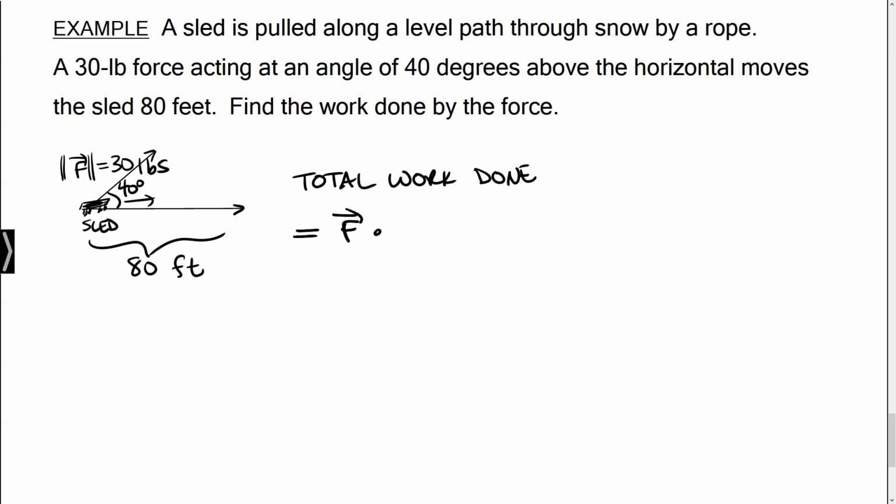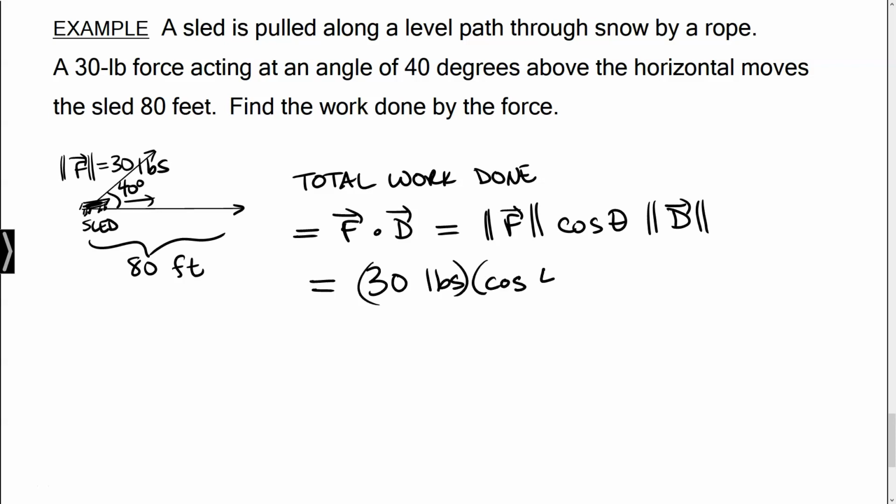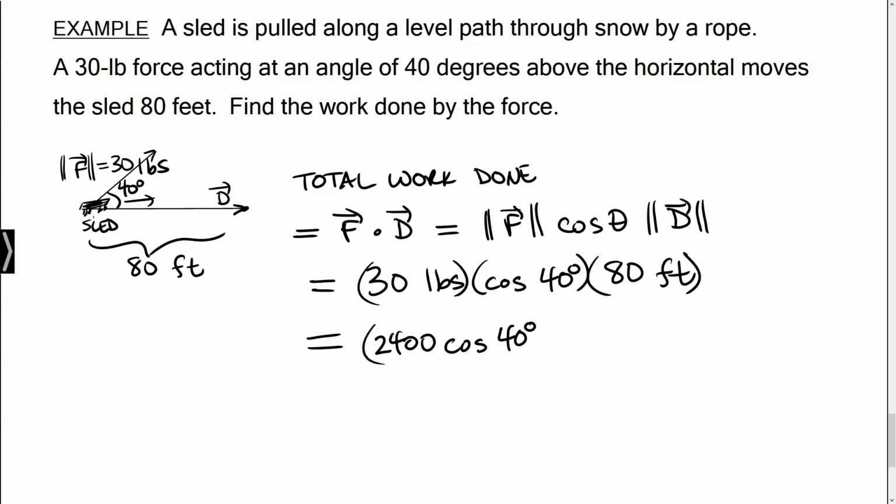So the total work done, F dotted with D, is the norm of F, cosine theta, length of D. So in this case, it would be the 30 pounds times cosine 40 degrees times, now this would be the D, from the starting point of the sled to the ending point of the sled, and that's 80 feet. So the units we get here are foot-pounds. So we get 2400 times cosine 40 degrees, and the units are foot-pounds, which is approximately equal to 1,839 foot-pounds. So that's to the nearest foot-pound.